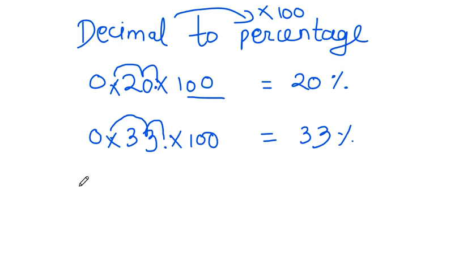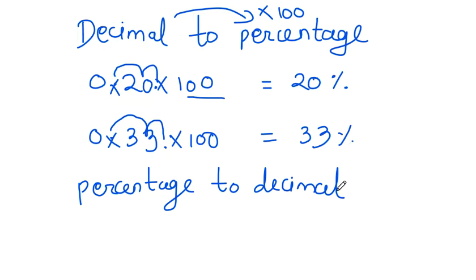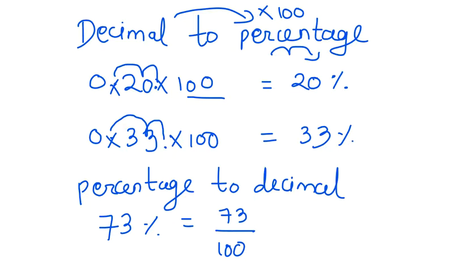Now moving to the next one, we will convert percentage to decimal. Okay, now in multiplication with multiples of 10, the wings move right, right? But now in division, let's take one example, 73%. Now this 73%, we can write as 73 upon 100. Now we have to convert this to decimal. So in multiplication, the wings move right. Now here we will move the wings opposite, left. So whenever in division you have multiples of 10, the wings move left.